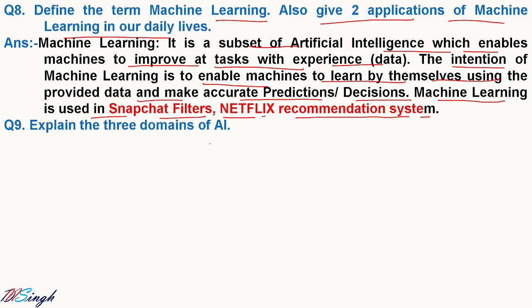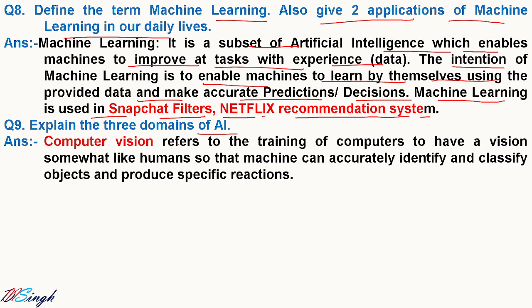Let us go to see the next question. Explain 3 domains of AI. Again, very important question. Definitely they are going to ask in 1 mark or fill in the blank somewhere the definitions of these domains. Like, what is computer vision? Refers to the training of computers to have a vision somewhat like humans, so that machine can accurately identify and classify object and produce the specific reaction. Computer vision में हमें computers को ट्रेन करना है. जैसे कि मनुष्य के पास आंखें होती हैं देखने के लिए, उसी तरीके से कैमरे के थ्रू कंप्यूटर उसको चीज़ों को देख सके और उनके हिसाब से रिएक्ट कर सके, उनको क्लासिफाई कर सके.